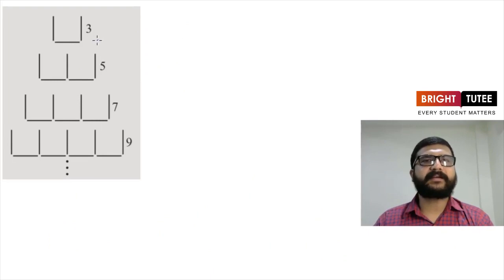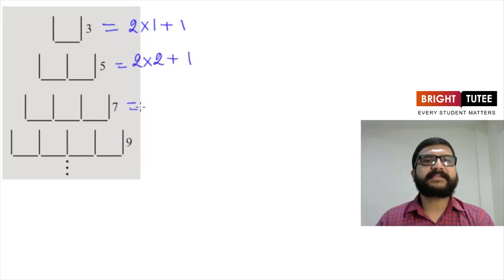Now here is one more pattern. If we observe carefully, in the first pattern there are 3 sticks, or we can say 3 line segments, and in the second one it is 5, and the third one it is 7, and for the fourth one it is 9. Now this 3 is 2 into 1 plus 1, and 5 is 2 into 2 plus 1, and 7 is 2 into 3 plus 1, and 9 is 2 into 4 plus 1.